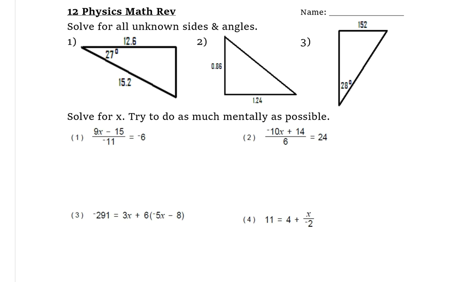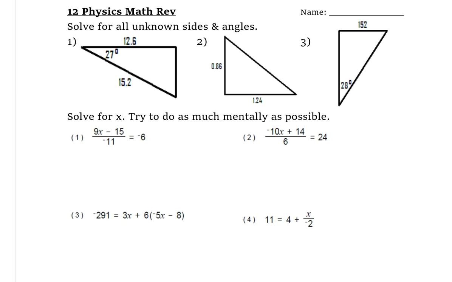So let's just review some of the ideas, get that stuff going again, and then we can worry about applying it later on. Okay, so first one here, we're just going to solve for the unknown sides and the angles. They're all just right triangles. We like to work with right triangles so we can apply different types of math to them. So let's just start with that.